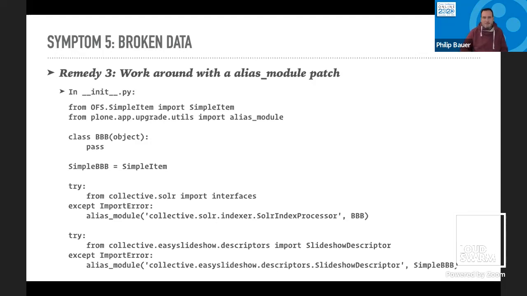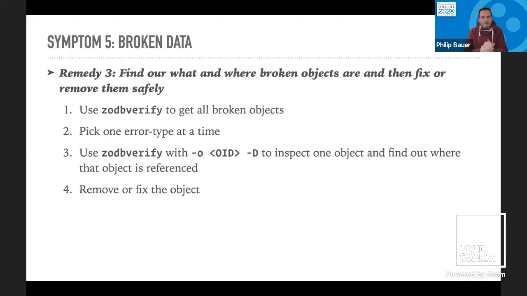And the same example with the slideshow descriptor with a simple item. The important thing is that you need to use the right alias. It's either an interface, a simple item, or an object. In rare cases, there are more complex things. Check plone.upgrade, the module. It has an init file, and it has a ton of these, and they are run every time you start up Plone.